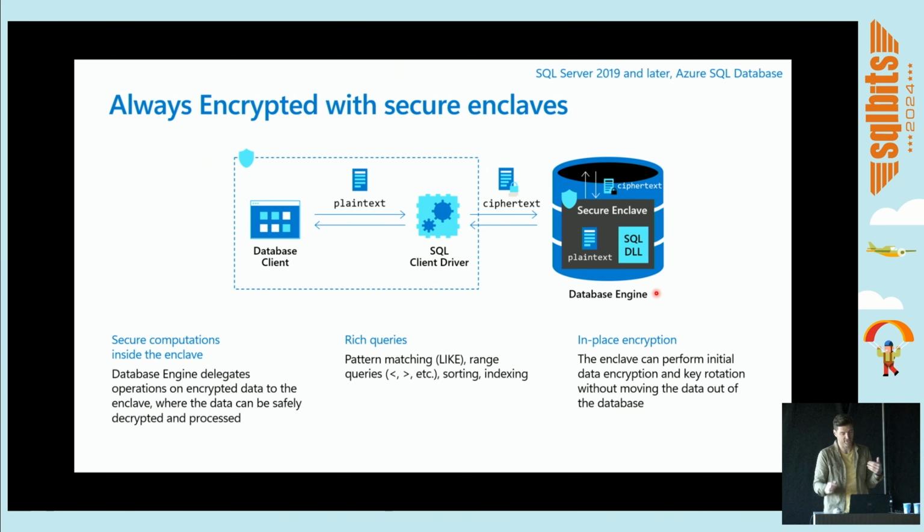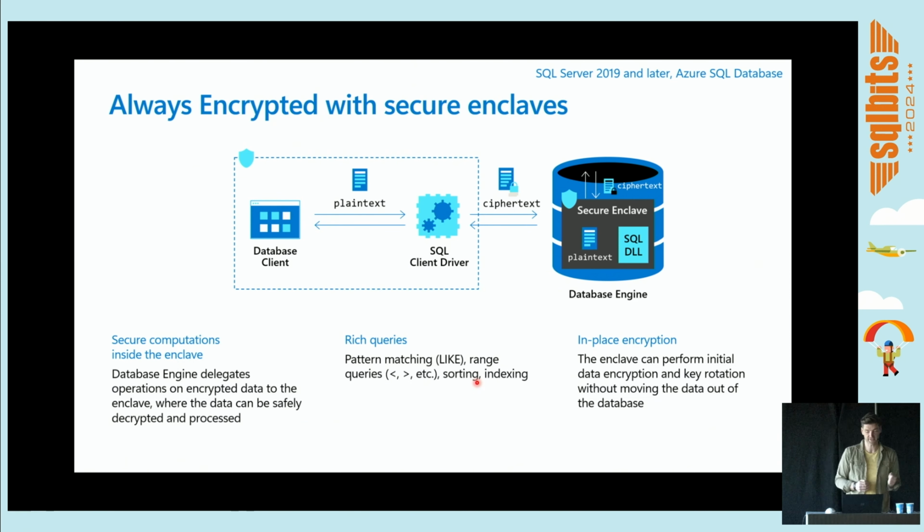What it means is that when the database engine needs to do computations on encrypted data, it's going to delegate that computation to that enclave. So we can then safely decrypt that information inside the enclave and then do the computation. By leveraging the enclave, we can now do what we call rich confidential queries. You can now do larger than, smaller than on an encrypted column. You can use like on an encrypted column. You can do order by. You can even create an index on an encrypted column. So you get much, much more flexibility by using this Always Encrypted version with secure enclaves.